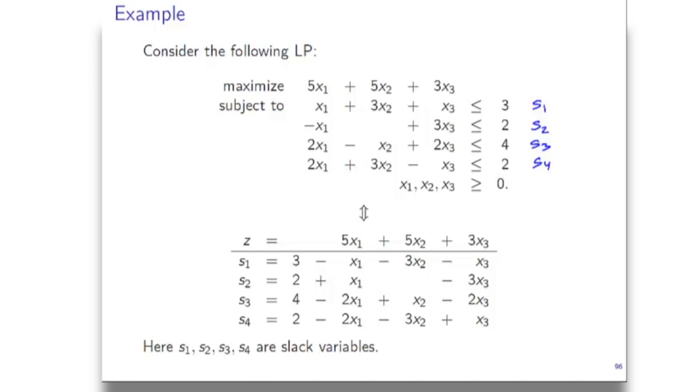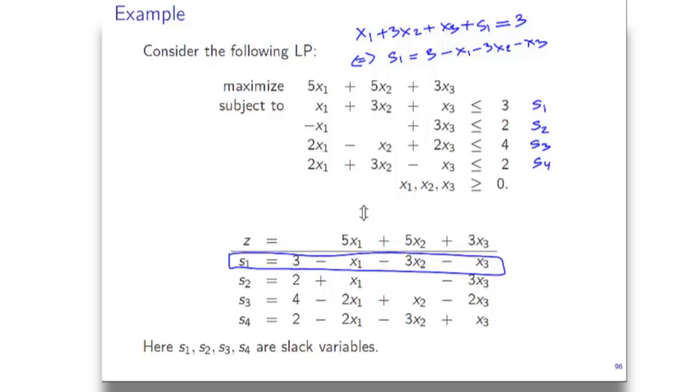For the first equation, we have x1 plus 3x2 plus x3 plus s1 is equal to 3, or the same is to say that s1, the slack variable, is given by 3 minus x1 minus 3x2 minus x3. We write this expression here. So this is our expression for the first slack variable. All right, so we do the same with the remaining slack variables. As a result, we have 4 equalities now.